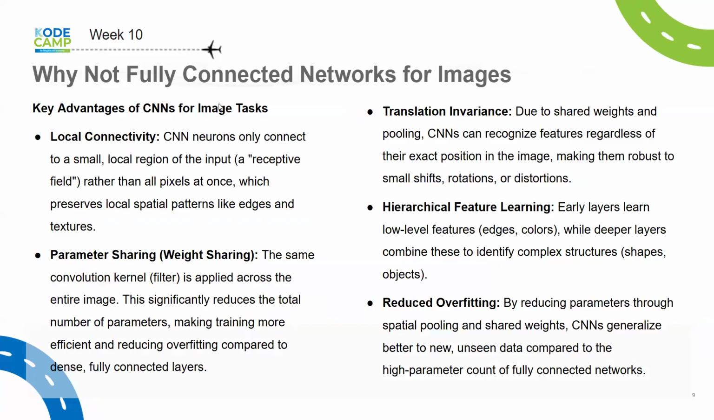So all I have just said is what you now have on this slide. The fully connected networks are not good for images. The advantages of CNNs over fully connected networks for image tasks is the local connectivity, number one, because the neurons in the CNN only connect to a small local region of the input, what we call a receptive field, right? So it's not trying to scan all the pixels at once.